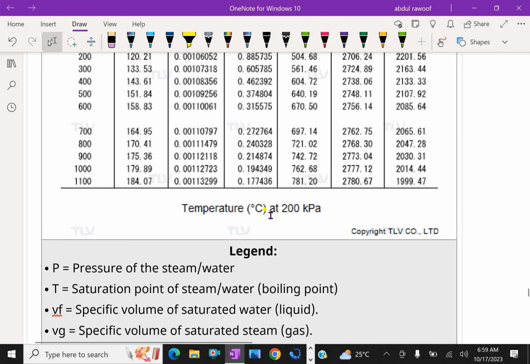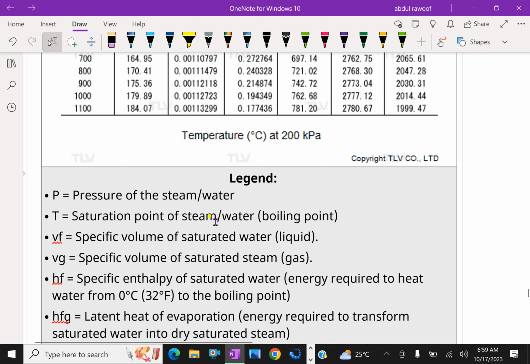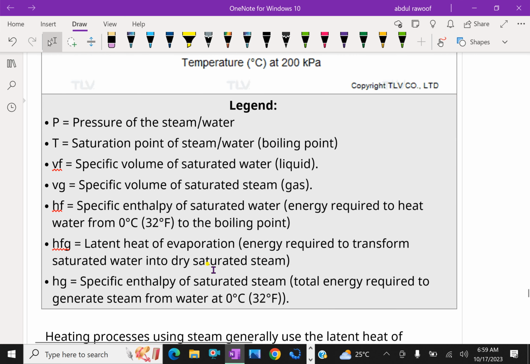Now look at P is pressure, T is saturation temperature of steam, Vf equals specific volume of saturated water, Vg equals specific volume of saturated steam, Hf equals specific enthalpy of saturated water, Hfg is latent heat of evaporation, and Hg equals specific enthalpy of saturated steam.